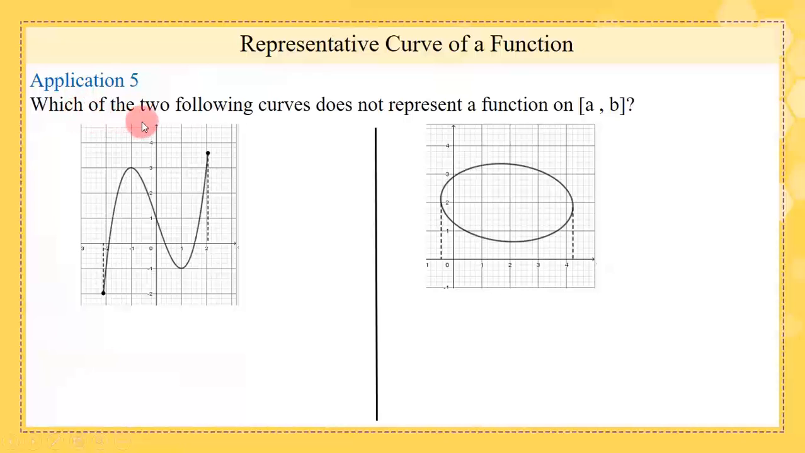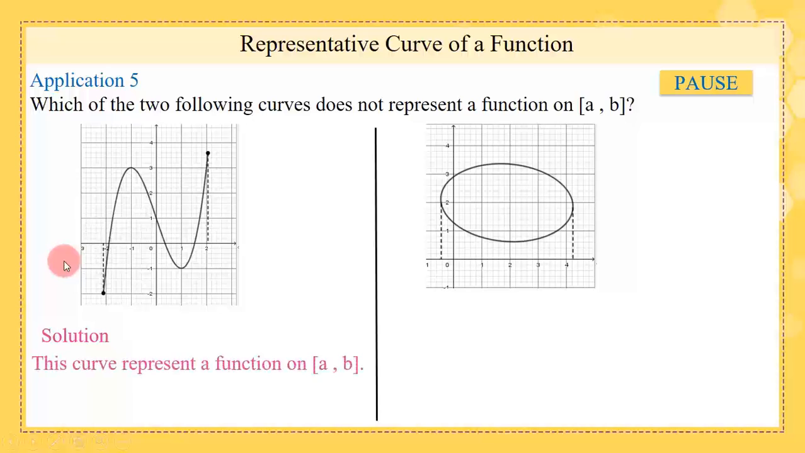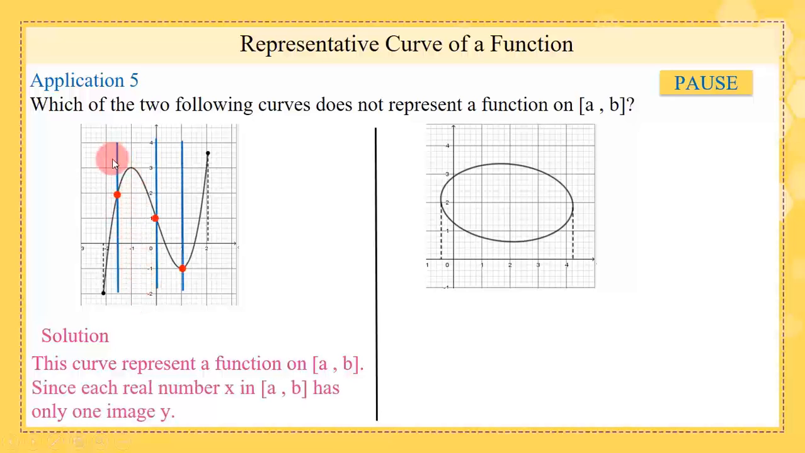Application 5. Which of the two following curves does not represent a function on AB? Please pause the video and try to do it by yourself. Solution: the first curve represents a function since for every x belongs to AB, x has one and only one image by f. We do a vertical line test. This means that we draw several vertical straight lines. You see that every vertical straight line cuts the curve at one point. So every x belongs to AB has one and only one image y.